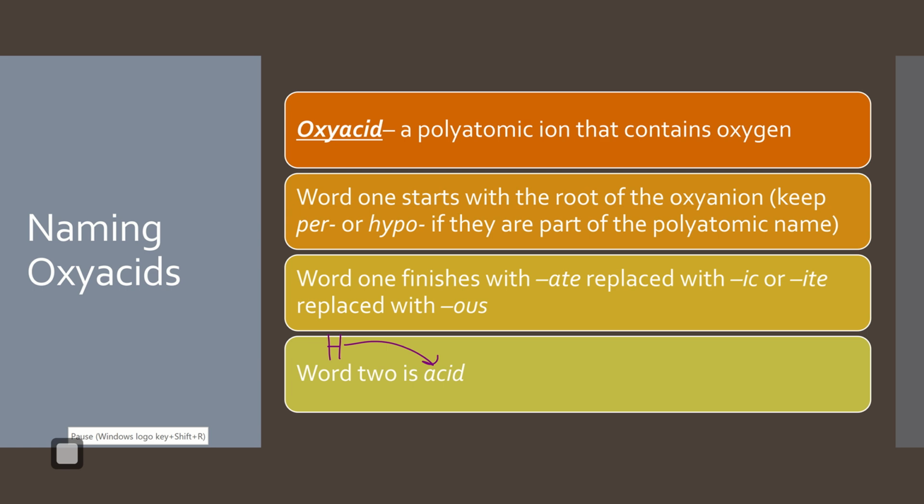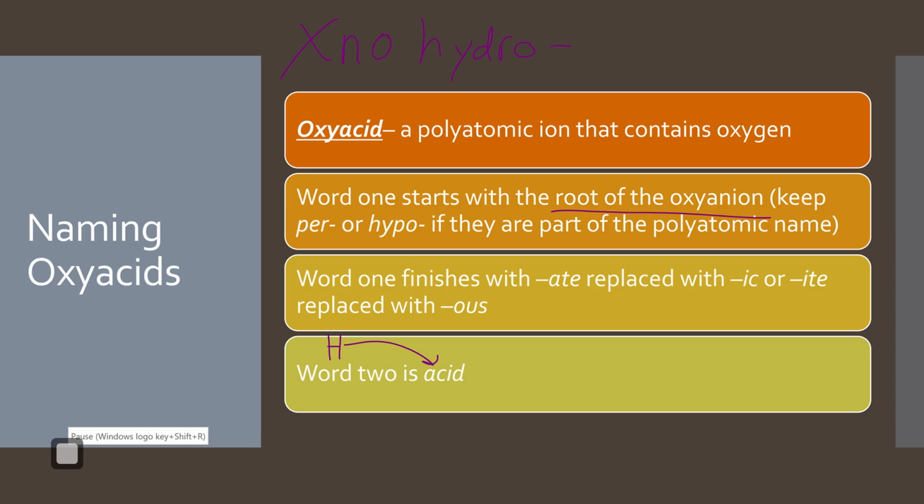If you're looking at the polyatomic sheet, we go straight to the root of the oxyanion. There is no hydro prefix. Okay, no hydro prefix with these. So if you don't see hydro, you need to look on your polyatomic sheet.